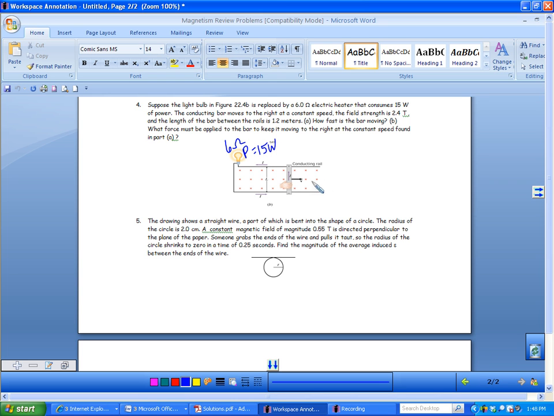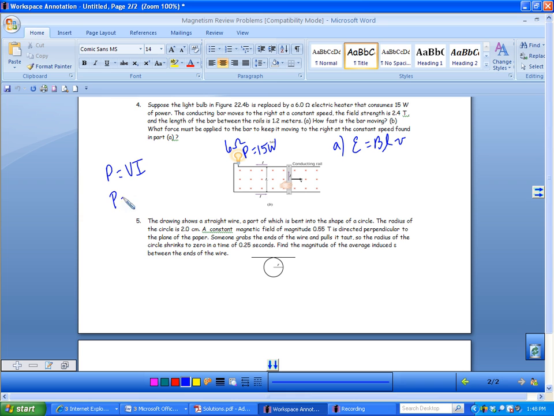And we're going to move our rod to the right with a constant speed. And we know that this magnetic field is 2.4 Tesla, and the rod is 1.2 meters. How fast is the bar moving? So first of all, I said, well, I need to find out the EMF. The EMF is equal to BLV. And I don't know anything about my EMF, but a long time ago I taught you that power was equal to V times I.